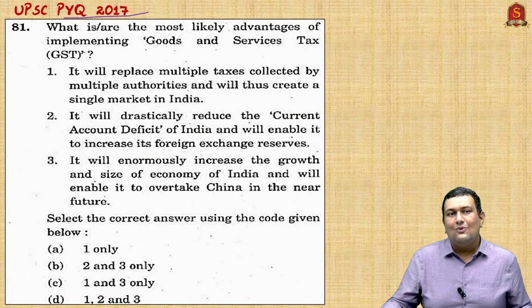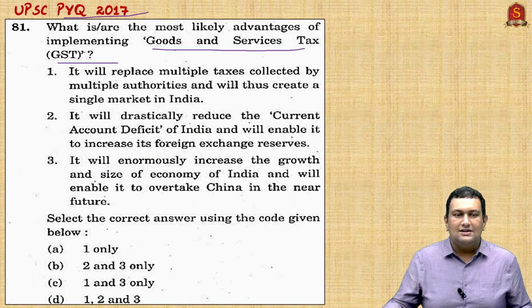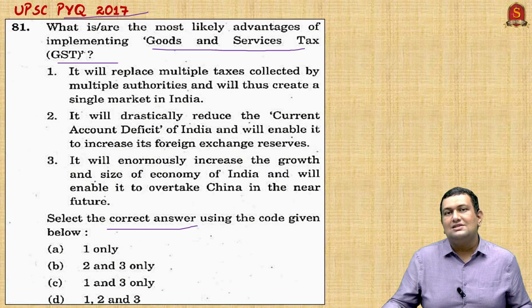The question is, what are the most likely advantages of implementing the Goods and Services Tax? They are asking to check the correct answer. Before going to the statements, it's better to check whether they are asking correct or incorrect statements. The reason is, by doing this exercise, we will be checking whether they are asking correct or incorrect statements twice before marking the options. So it will reduce the chances of missing out whether we have been asked incorrect or correct statements. So we'll go on to the statements.